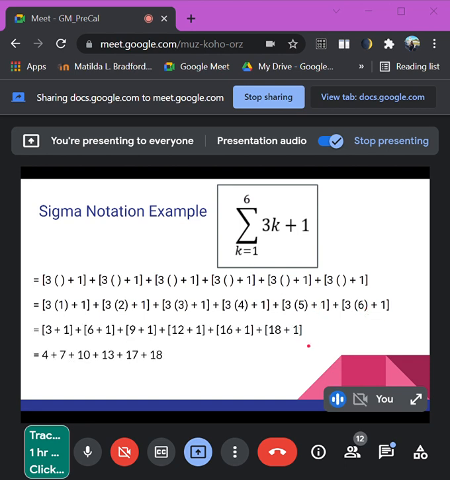That should be 19, class, that was a typo. 6 times 3 is 18 plus 1, 19. So you have there 4, 7, 10, 13, 16, and 19. So, 69 is our answer. Okay. So far, do you have any questions for our sigma notation?